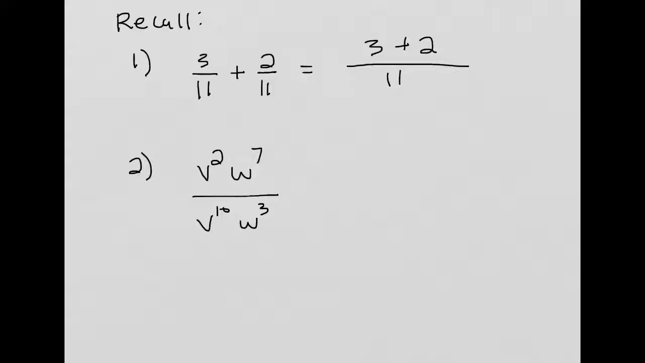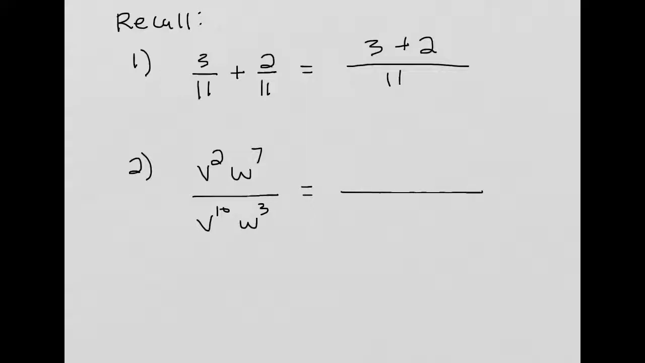The second fact that I want you to recall has to do with dividing by like bases. So you'll notice that in example 2, I'm taking v's and dividing them by other v's. I'm taking w's, and dividing them by other w's. So recall how we do that. We do that really by subtracting the exponents. So let's take a look at this example and how we might do that.